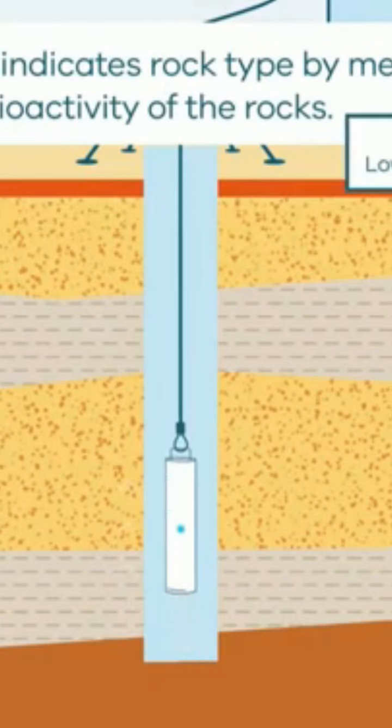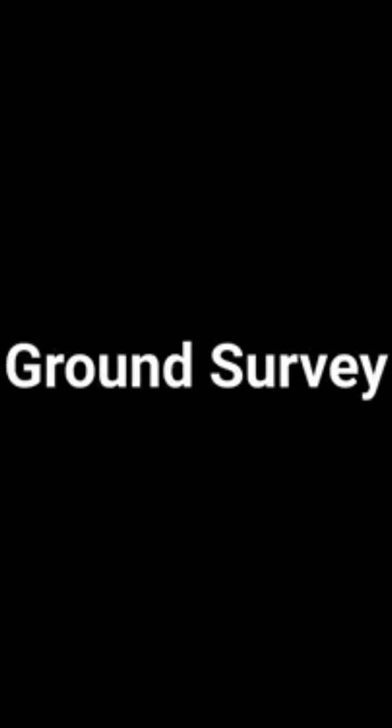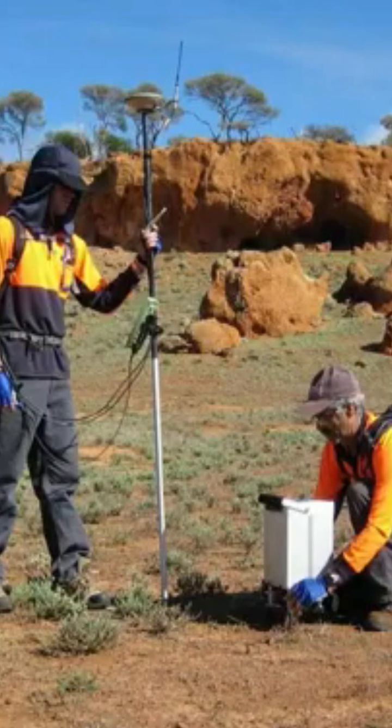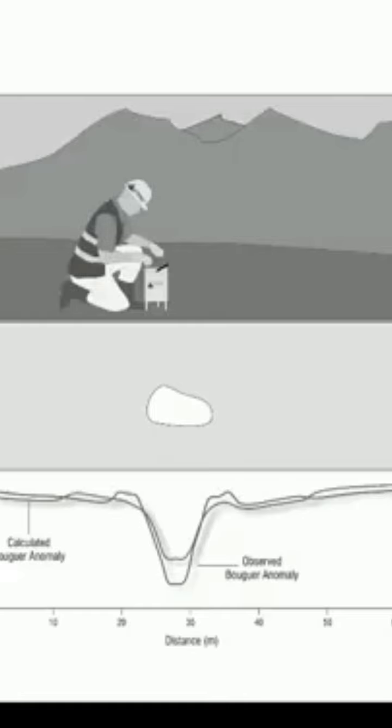Lastly, a ground survey is a type of survey wherein a geophysicist walks along the ground with a geophysical tool, for example a magnetometer, at a closely spaced sampling interval to obtain detailed information about the subsurface. There are a number of types of geophysical surveys which are undertaken on the ground. These include magnetic surveys, seismic surveys, radiometric surveys, gravity surveys, induced polarization surveys, and electromagnetic surveys.